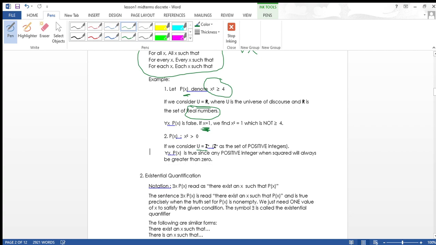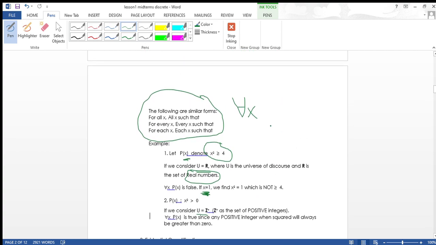This time our universe of discourse is the set of positive integers. So I hope you still remember the notations being used here. Let's have a quick review. If we are using capital letter R, we have the set of real numbers. Capital letter Z is the set of integers. Capital letter C is the set of complex numbers. Anyway, as we encounter other notations later on, we will be introducing them.